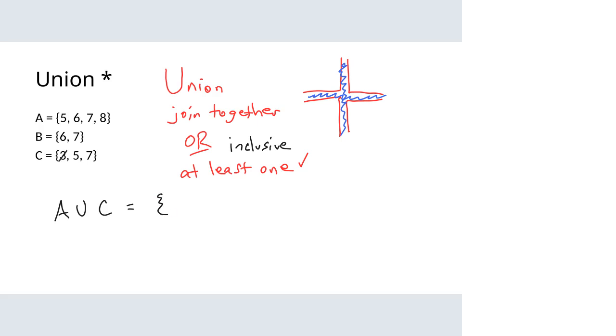So let's see, I have 3, 5. Do I write the 5 twice? That's a really good question. No, we only write it once. Once it's in there, it's in there. So we don't need to write it twice. So we have 3, 5, 6, 7, 8. I think that's it. 3, 5, 6, 7, 8. I join those two sets together to make a new one that is A union C.